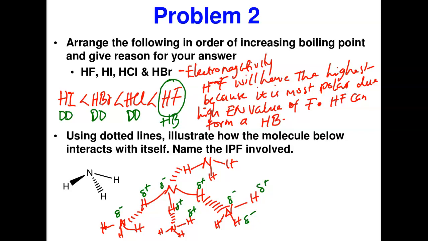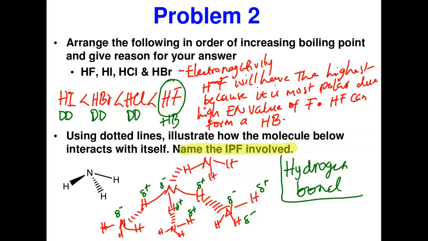So what type of bonding is this? It says name the bond. Remember, the question says name the intermolecular force. It is a hydrogen bond. And we use dotted lines. Remember again, I told you that dotted lines are used to show the interactions of intermolecular or interparticle forces, to differentiate them from intramolecular bonds of covalent and ionic bonds.